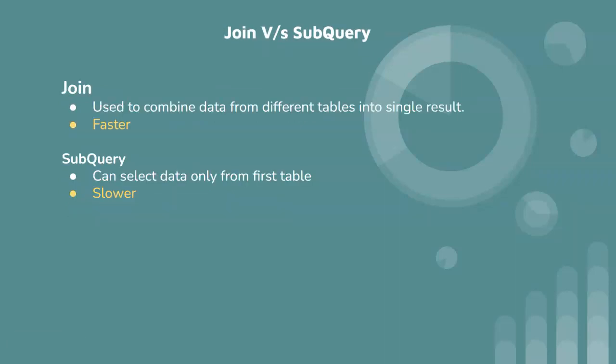Join versus subquery. Join is used to combine data from different tables into a single result. Join is faster. Subquery, on the other hand, can select only from the first table. Subquery is a little slower. Let's understand this with an example.